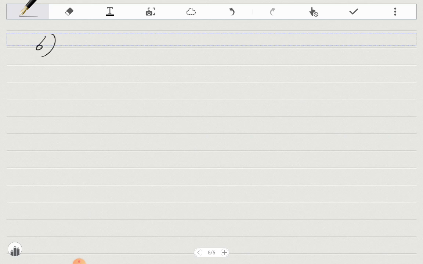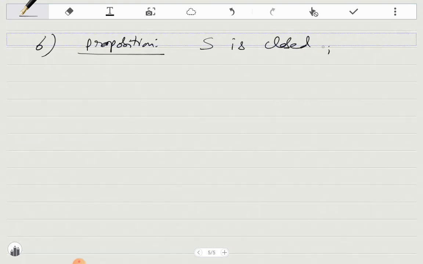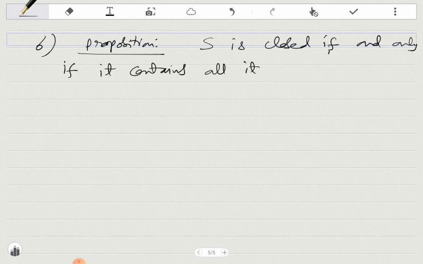Now, as I said, the notion of a closed set can be formulated as follows. A proposition: S is closed if and only if it contains all its accumulation points.